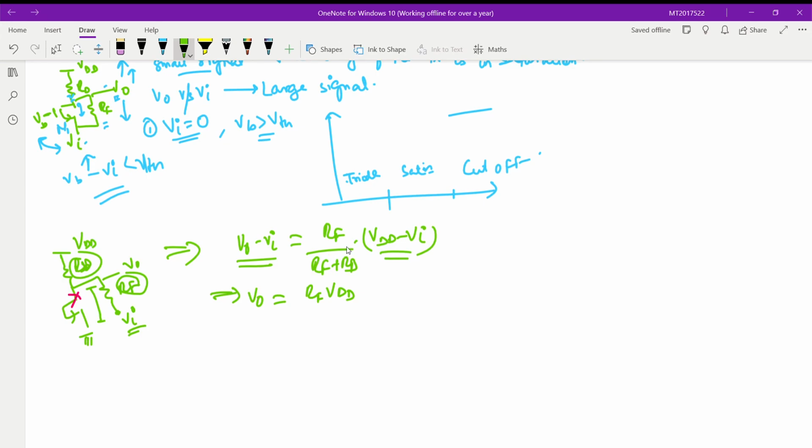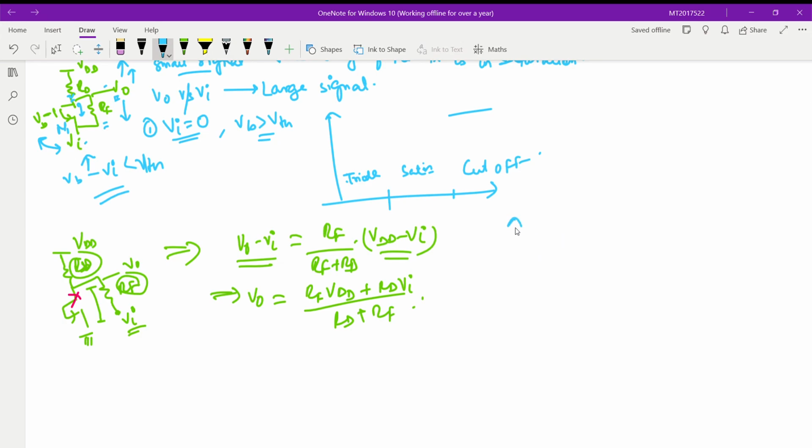Minus RF VI. So RF will cancel, plus RDVI, right? So this is how the graph will look when the transistor is no more, or the transistor is not drawing any current.